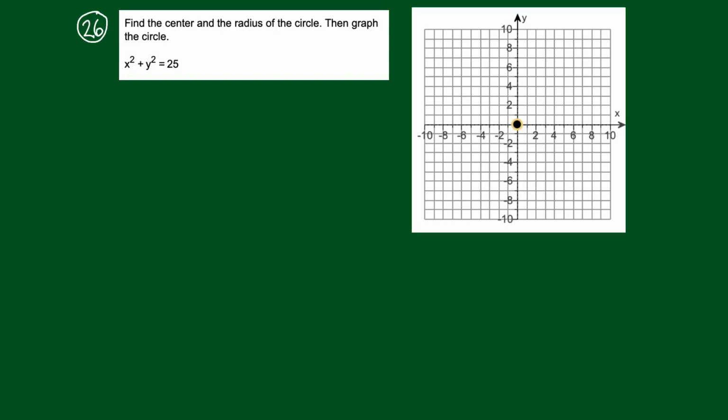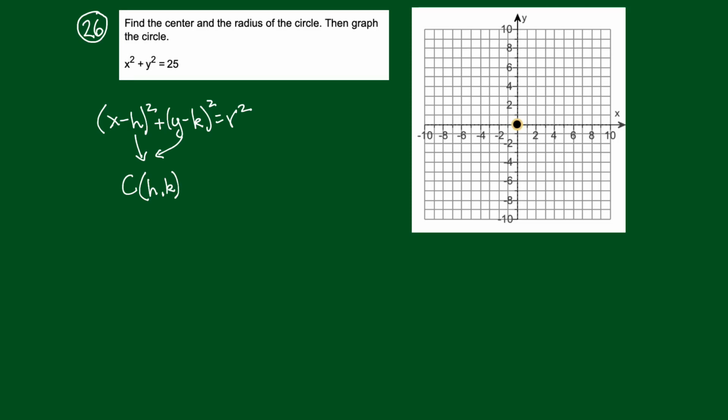In 26, let's find the center and the radius of this circle right here. To start with, I know the general formula for the equation of a circle. It goes like this: x minus h squared plus y minus k squared equals r squared. This h and this k are the coordinates of the center. So the circle is centered here at (h, k).